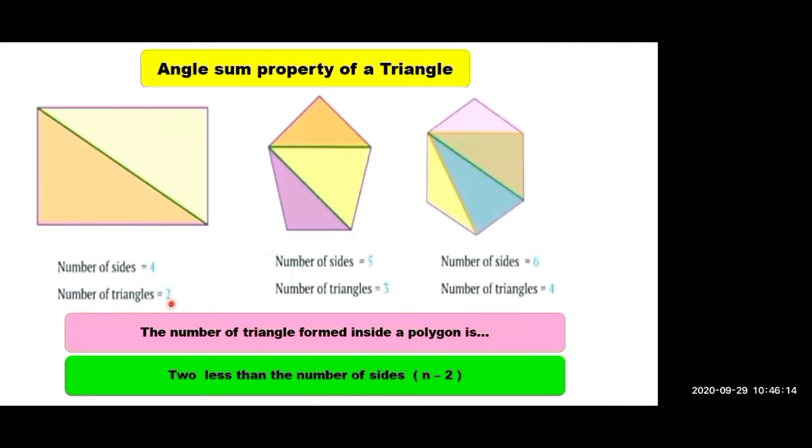Okay, let me tell you. The number of triangles formed inside a polygon is 2 less than the number of sides. Number of sides means n. n minus 2. n means number of sides.